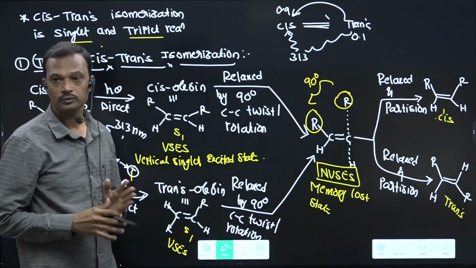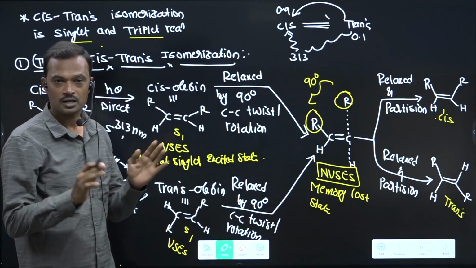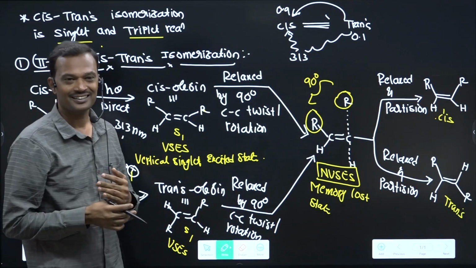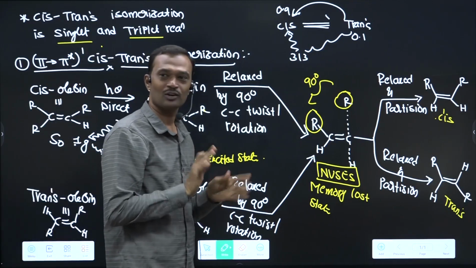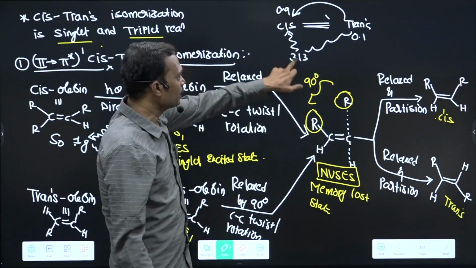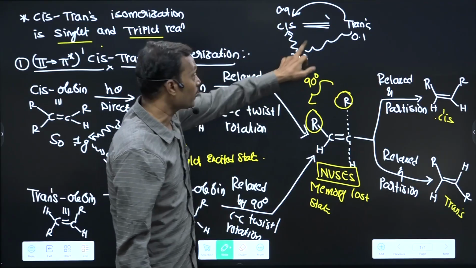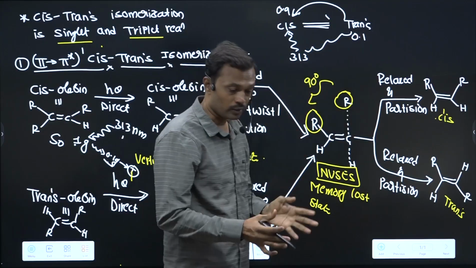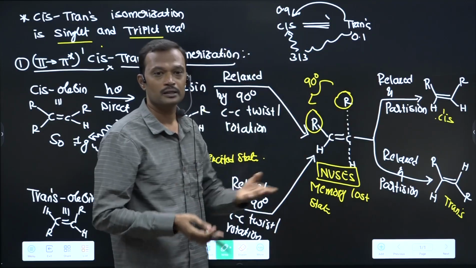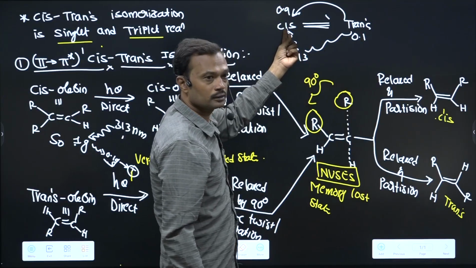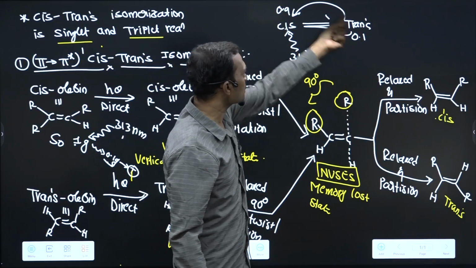I think you followed? This wavelength is suitable only when the corresponding partner is not available. Once the corresponding partner starts generating, this partner never allows this wavelength to take this partner. It will accept this wavelength and start converting into cis.